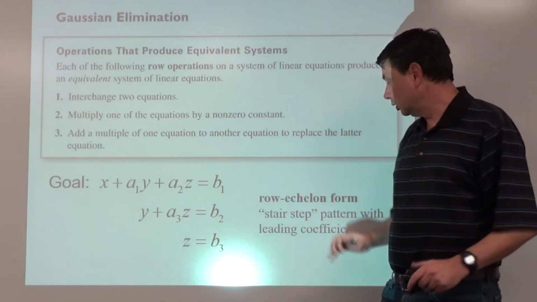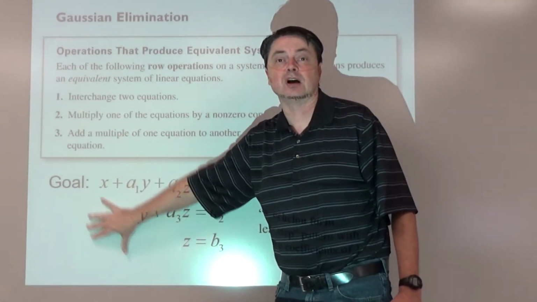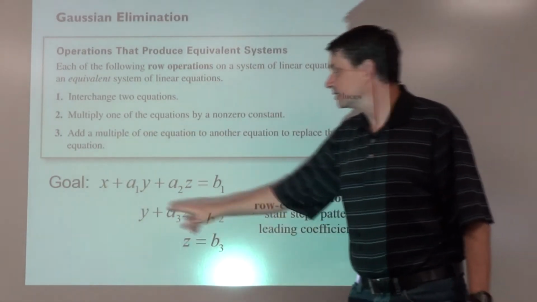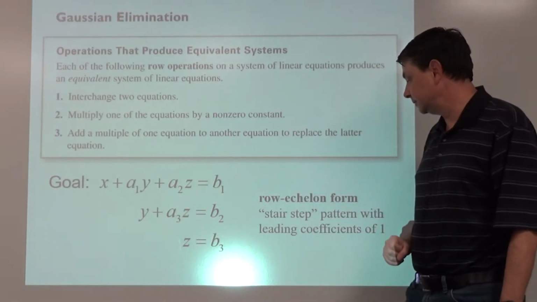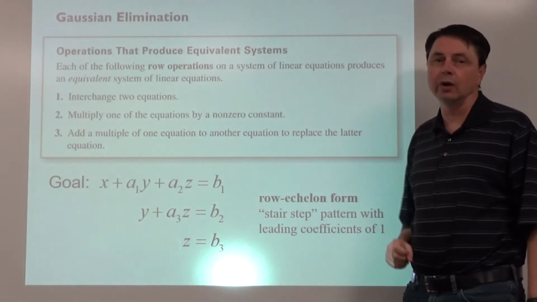Our goal is row echelon form for our system, the one that we just saw in example number 1. First equation starts with x. Second equation starts with y. Third equation starts with z. It has that stair-step look to it. That's row echelon form.